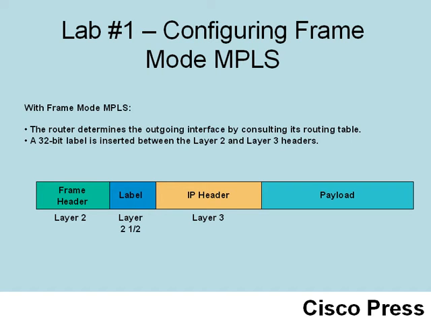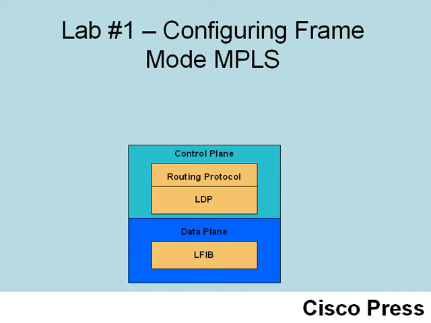But in this lab, we're going to keep the MPLS configuration fairly basic. So for our purposes, just understand that we're going to be adding this label between layers 2 and 3, and the router is going to transmit that labeled frame. And to better understand the operation of MPLS, consider the two different planes of operation that make up the MPLS architecture. First of all, there is the control plane.